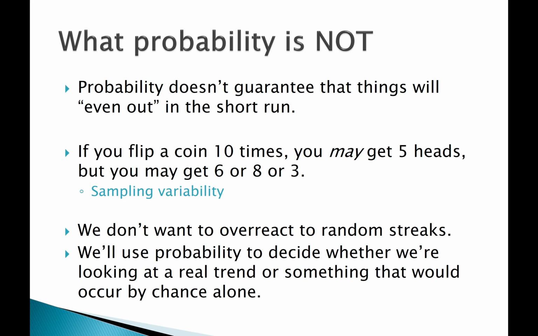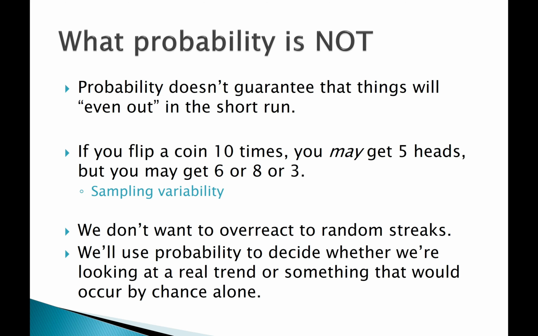Probability doesn't guarantee that things are going to even out in the short run. If you flip a coin, say 10 times, maybe you'll get 5 heads, but you could get 6 or 8 or 3. This is called sampling variability, that in each set, you don't know exactly how many heads you're going to get. So because of this sampling variability, we don't want to overreact to random streaks.